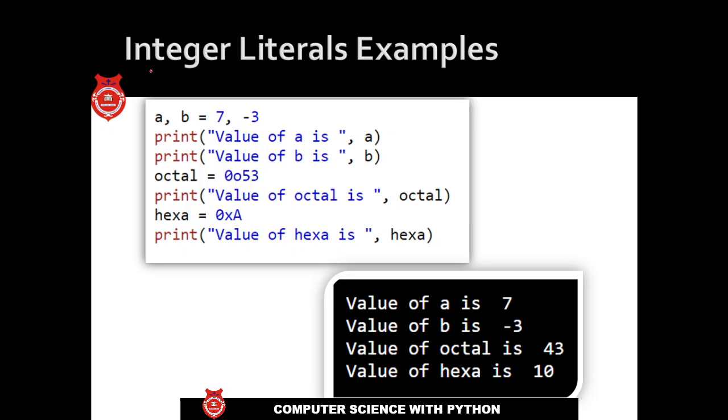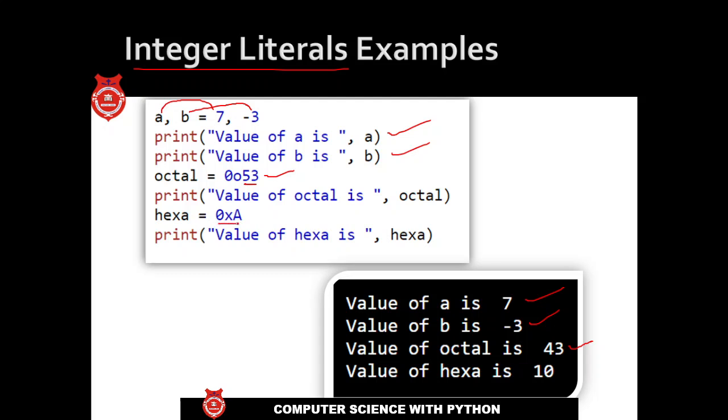Now let's go to literal integer example. Here I'm assigning a to 7 and b to minus 3. So I'm printing the value of a and b. Value of a is 7, value of b is minus 3, and octal number 0o53. So the value of octal number is 43, even though here it is written 53. 53 in octal number is equal to 43 in our normal number.